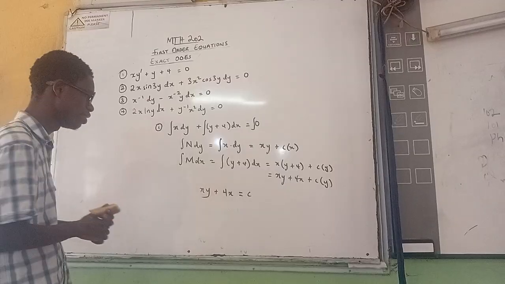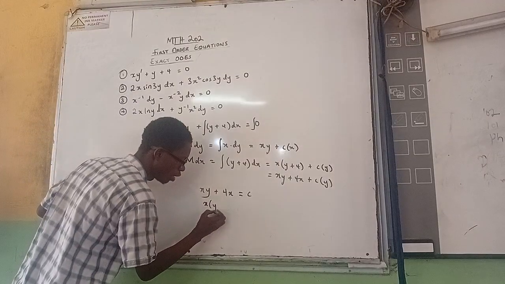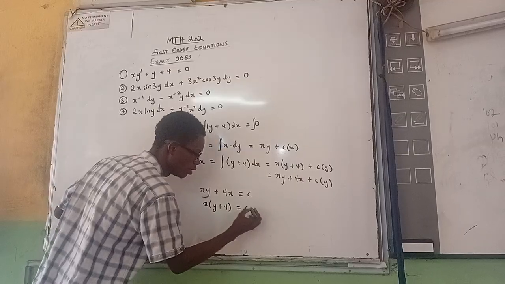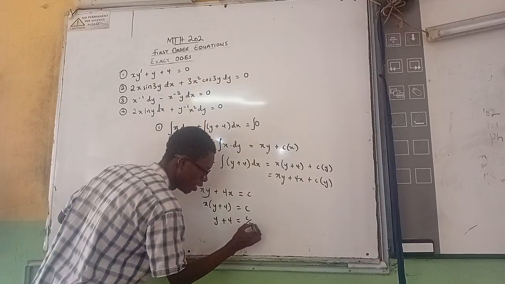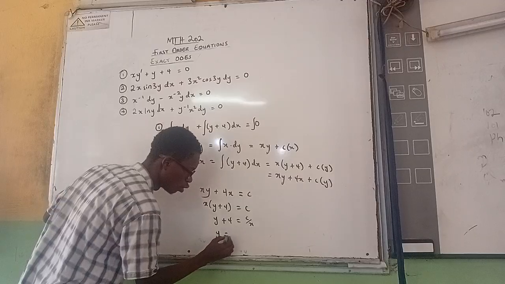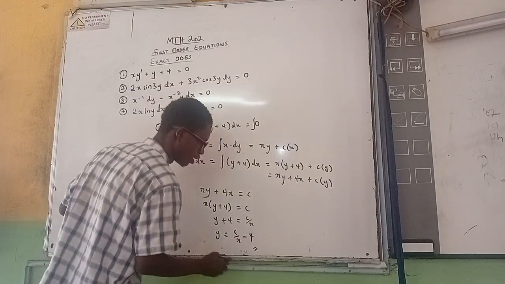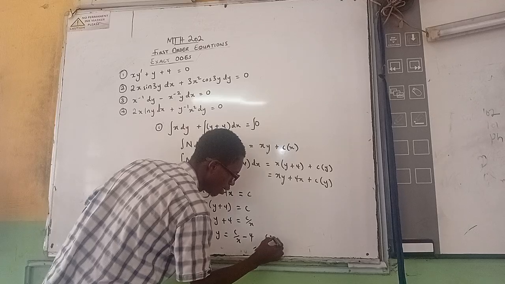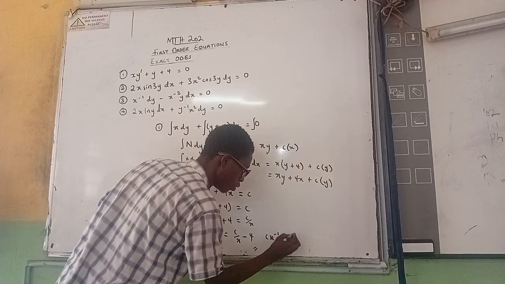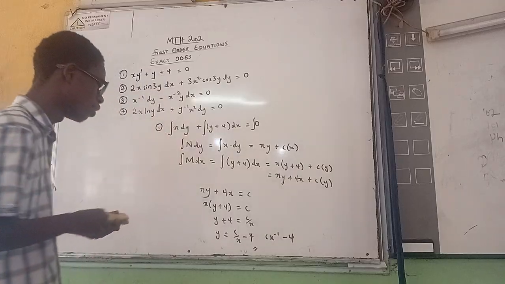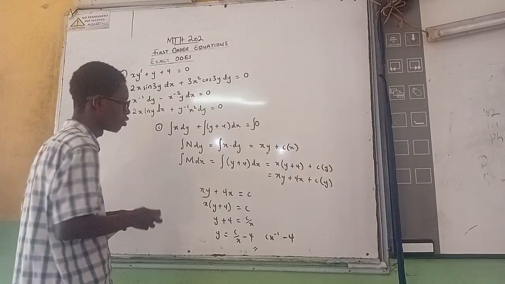So I can write this by factorizing x: x times (y plus 4) equals c. Y plus 4 equals c over x, which means y equals c over x minus 4. And this is the final answer. I can also write that as c x to the power of minus 1, minus 4. And this is the final answer to my ODE number 1. So I have successfully solved question number 1.